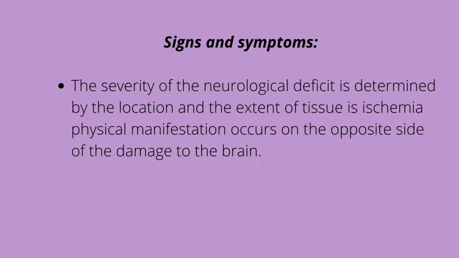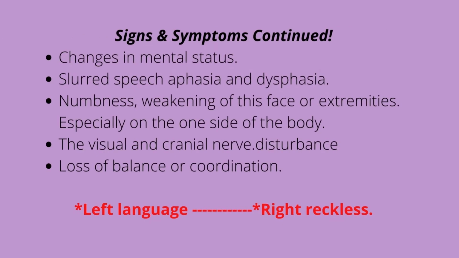Signs and symptoms of a CVA: the severity of the neurological defect is determined by the location and the extent of the tissue ischemia, which is tissue damage, and physical manifestations occur on the opposite side of the damage of the brain. This means that the extent of the damage depends on the part of the brain that is being involved. If you have a right-sided stroke, it affects your left side, and a left-sided stroke will affect your right side.